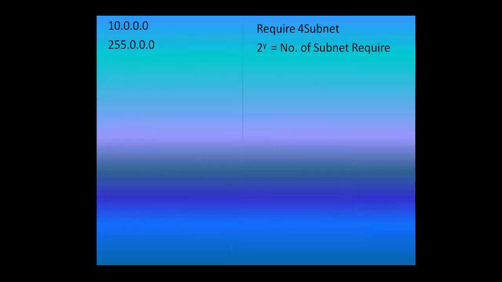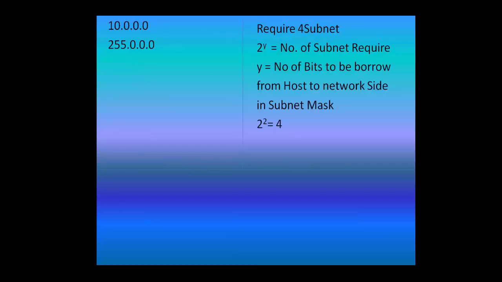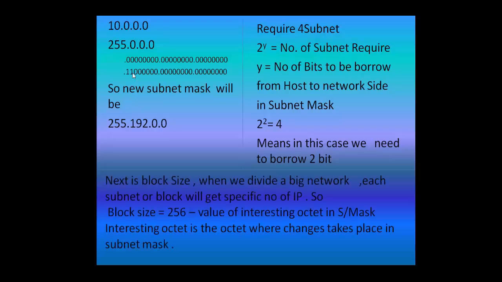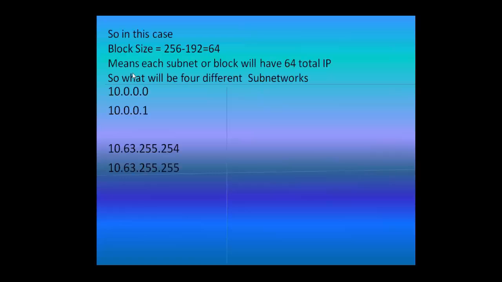Same process for the second subnet. I don't want to take more time. We need to borrow 2 bits. We borrow 2 bits here in the second octet. So the new subnet mask will be this one. Again we have to calculate the block size. Okay. So block size will be 64.